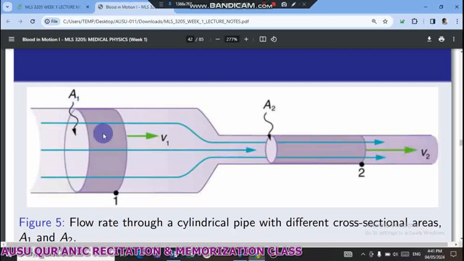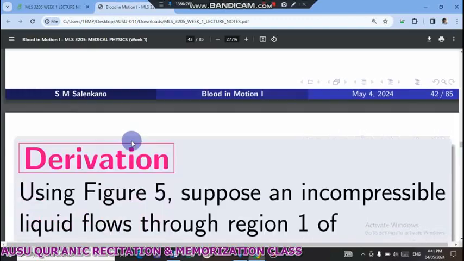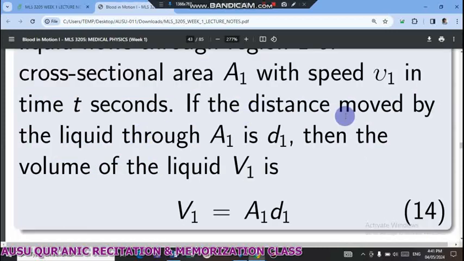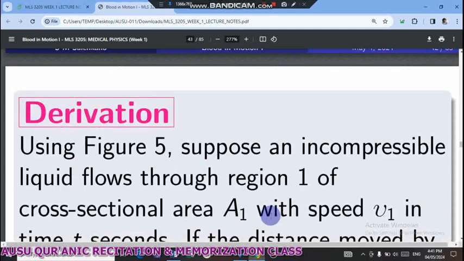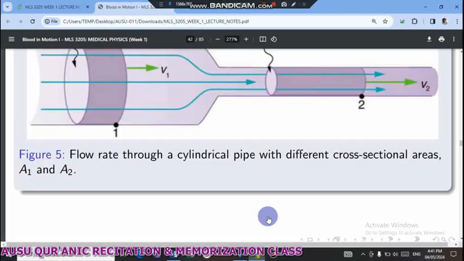The cross-sectional area is a1, and you can see v1 is the velocity of this incompressible liquid in region 1. Everything shown except d1. Then the volume of the liquid V1 should be a1 d1. Why do we say volume is a1 d1? Because this is a cylinder.